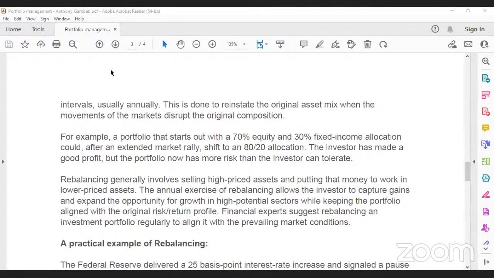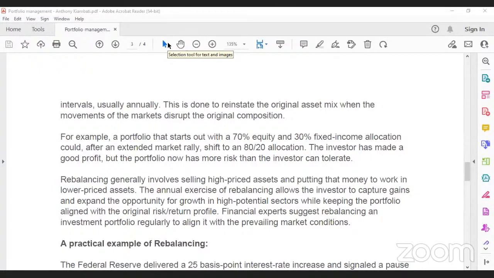Putting it simply, one simple definition is that rebalancing generally involves selling high-priced assets and putting that money to work in lower-priced assets. So the annual exercise of rebalancing allows the investor to capture gains and expand the opportunity for growth in high potential sectors while keeping the portfolio aligned with the original risk or return profile.